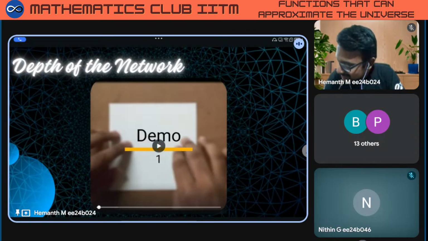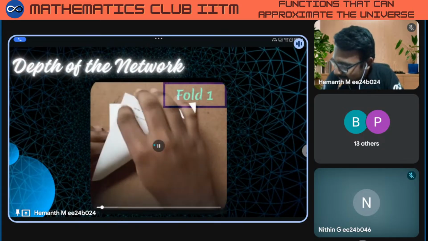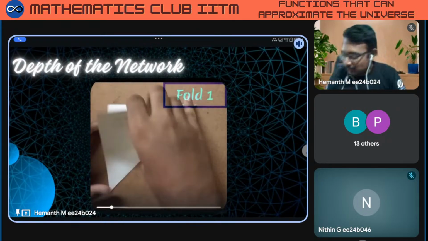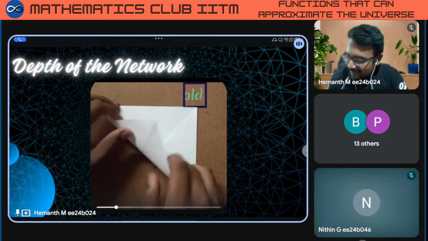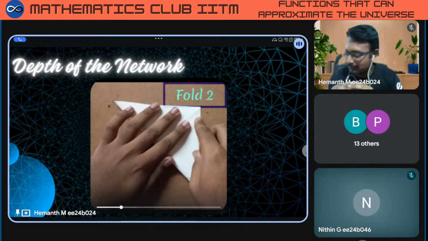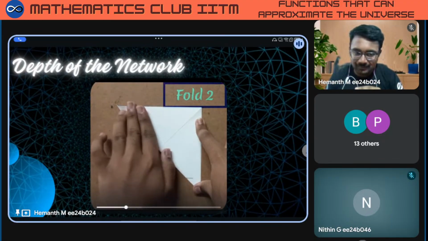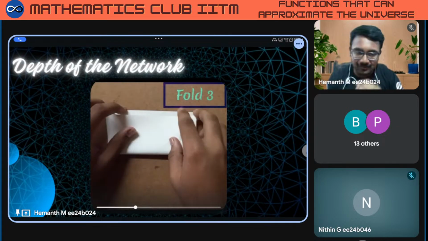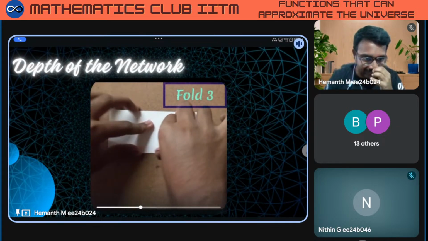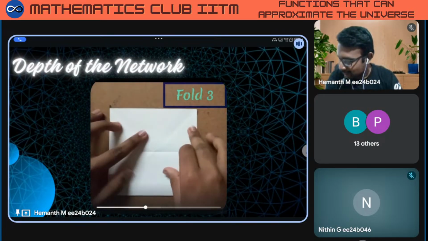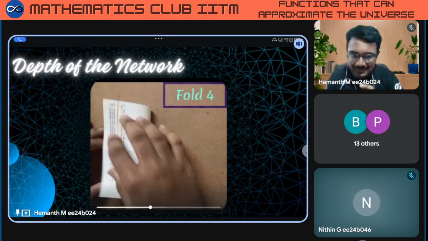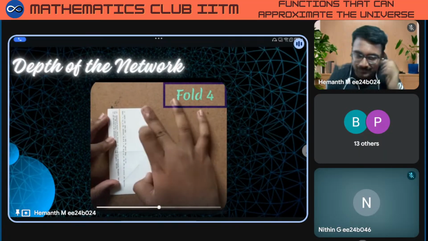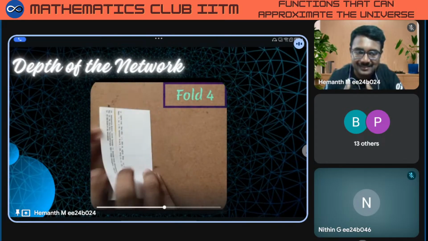So this is our first demonstration. What we do is first we take a square sheet of paper, then fold this into a half. After the first fold, we have two regions in that paper. Then we again fold it along the other diagonal, and after that we achieve four different regions. And we continue this process again and again. We fold it for the third time, after which we have six regions, and then we again fold it for the fourth time, after which we'll have eight regions, and so on.